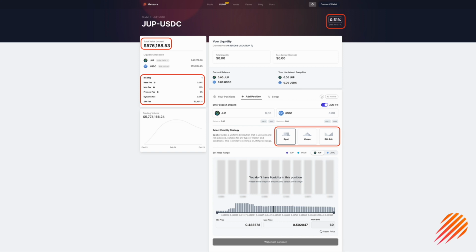Finally, we've gotten where the magic happens: the distribution curves and the price range. We will see in the next few slides the 3 curves you can choose from: spot, curve, and bid-ask. Not least important is the price range. Down there you can set the minimum price and maximum price within which you will be providing liquidity. You cannot widen it more than what is specified there, as you will need to find a pool with a higher bin step, but you can narrow it down to achieve greater concentration.